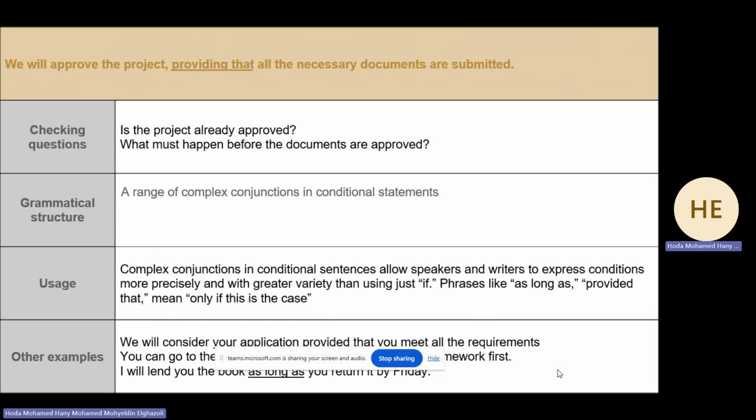Next, we have providing that, using providing that as a conjunction in conditional statements. For example, we use complex conjunctions in conditional sentences to allow speakers and writers to express conditions more precisely with greater variety than using if. So we use provided that or providing that instead of if or as long as. For example, we will consider your application provided that you meet all the requirements. Provided that here means just in case or if.